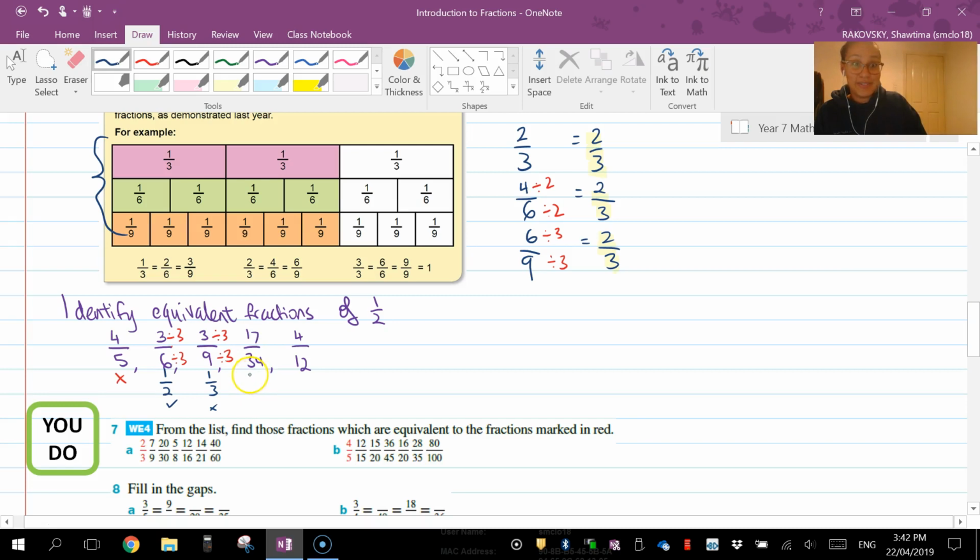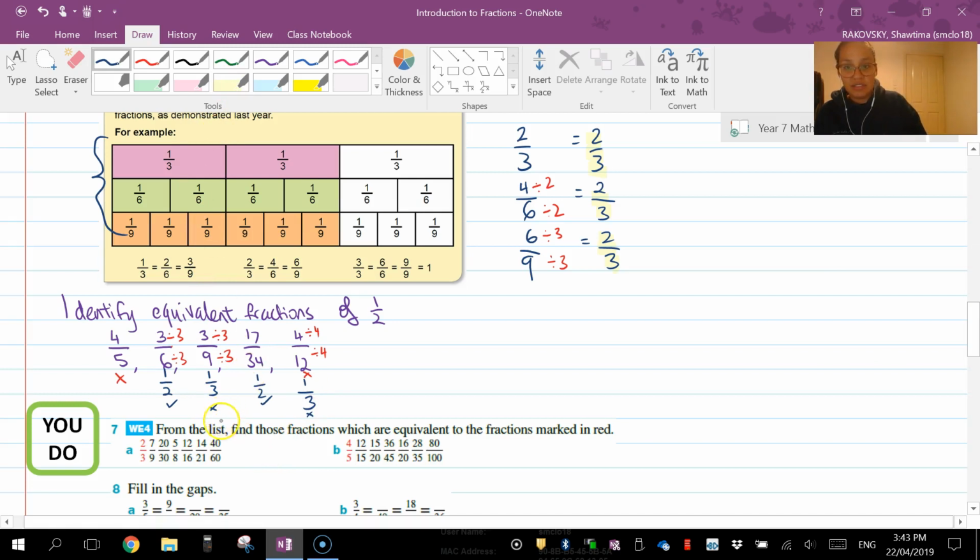17/34. Guess what? That's equivalent because 17 is half of 34. So even in the language, I can see that gives me a clue. Half is 1/2. So that is going to be equivalent. And 4/12. I know half of 12 is 6, so it's not going to be that. But also, if I wanted to verify that mathematically, 4 and 12 have a common factor of 4. I can divide them both by 4, and that gives us 1/3. So that is not equivalent.